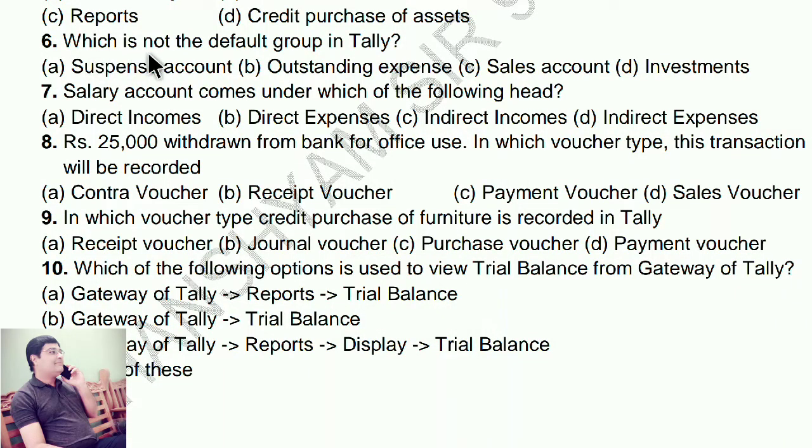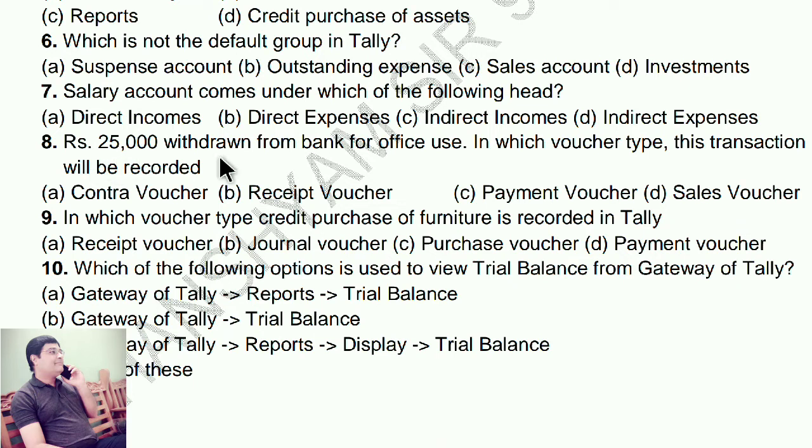Question number 6. Which is not the default group in Tally? The answer is B, outstanding expenses. Seventh question. Salary account comes under which of the following heads? The answer is indirect expenses. The salary will come under indirect expenses.